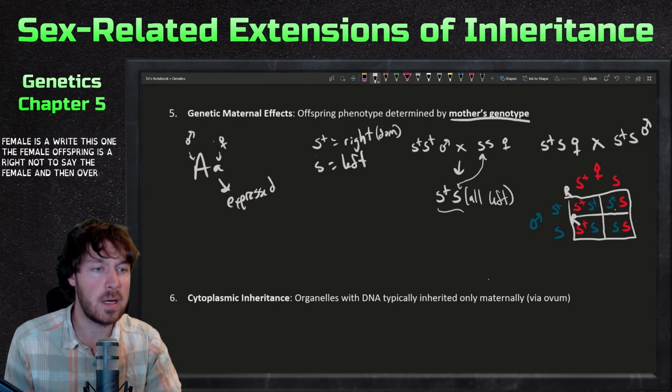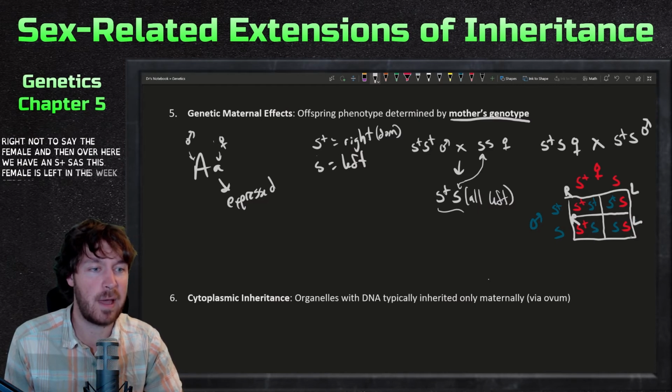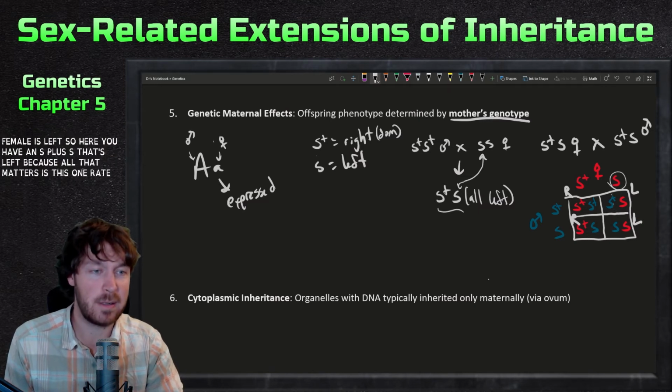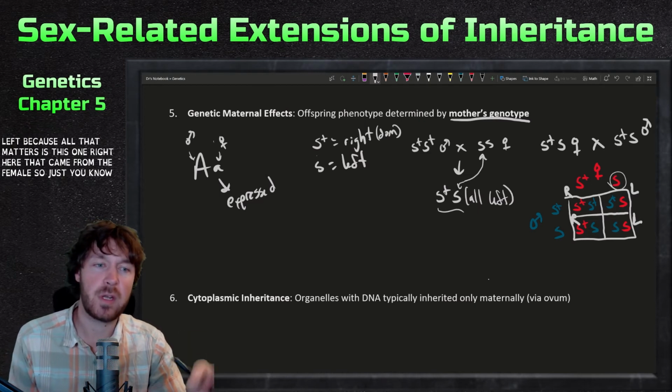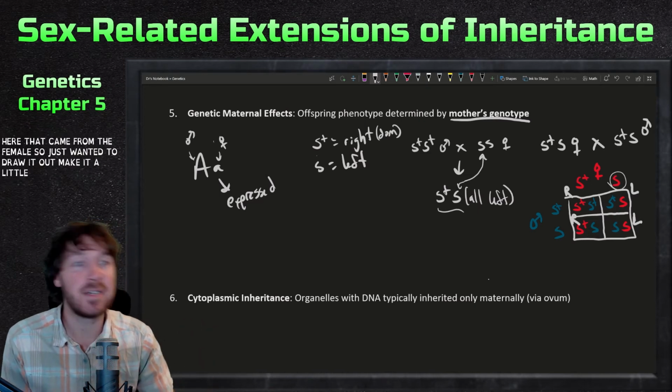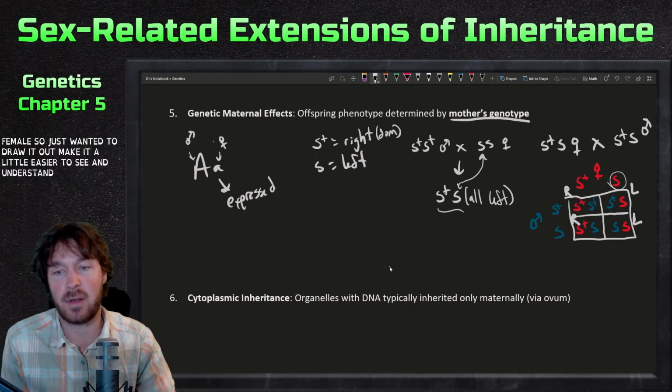And then over here, we have an S plus S. This one is left, and this one is left. So here you have an S plus S that's left because all that matters is this one right here that came from the female. So I just wanted to draw that out, make it a little easier to see and understand there. So hopefully that helped.